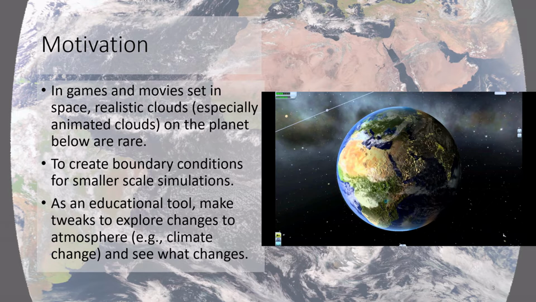And by having a global system encompassing your small scale simulation, you get rid of the need for boundary conditions entirely. You can also use it as an educational tool, so making small tweaks to explore the changes to the atmosphere. So, for example, added CO2 or added plant cover, and you can see how that will affect the weather. By using this graphics generator, it vastly reduces the computational cost compared to a full climate simulation, and therefore this can be used by most people without access to a supercomputer.